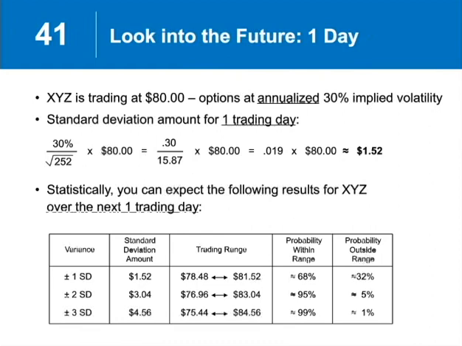So on a one-day basis, basically you take the 30% divided by the square root of the number of trading days, which is 252, times the $80. That gets us, when we do the computation, a $1.52 range. So to the downside, we're talking 78.48. To the upside, we're at 81.52, 68% of the time.